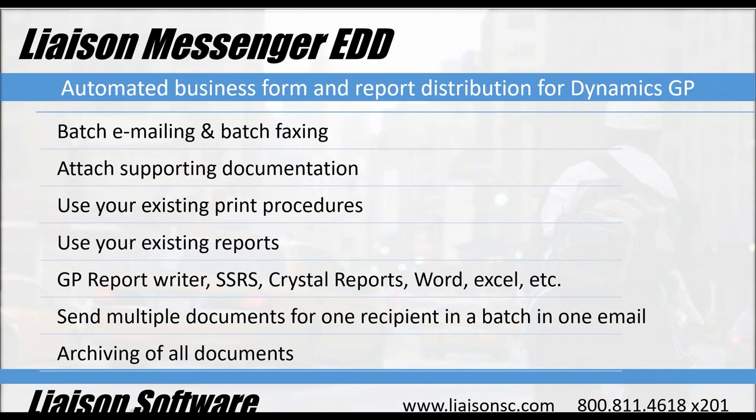And examples of variable attachments could be invoices to statements, proof of delivery to invoices, timesheets to invoices, and the list goes on. Use your existing print procedures along with your existing reports. They could be coming from GP Report Writer, SSRS, Crystal Reports, Word, Excel, and the list goes on. You can send multiple documents to one recipient in a batch in one email. And Liaison Messenger also handles archiving of all the documents.